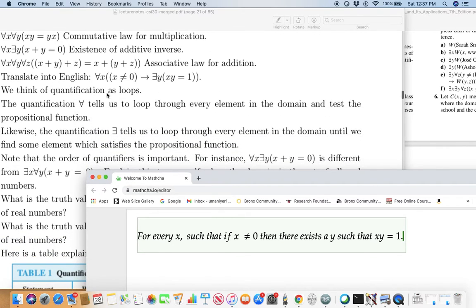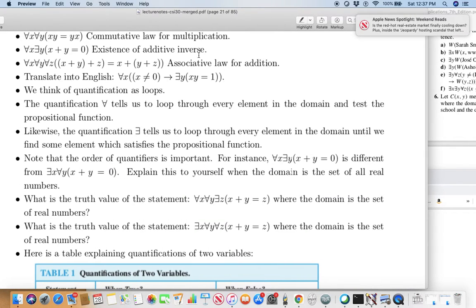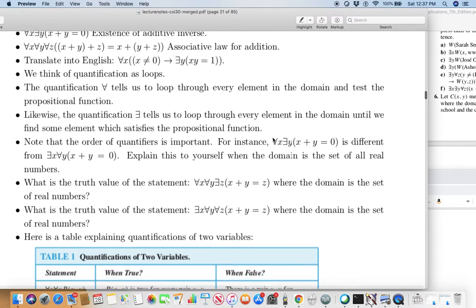We think of quantification as loops. The quantification for all, or for every, tells us to loop through every element in the domain and test the propositional function. Okay. Likewise, the quantification there exists tells us to loop through every element in the domain until we find some element which satisfies the propositional function. So we are going through the domain, checking every element in the domain.